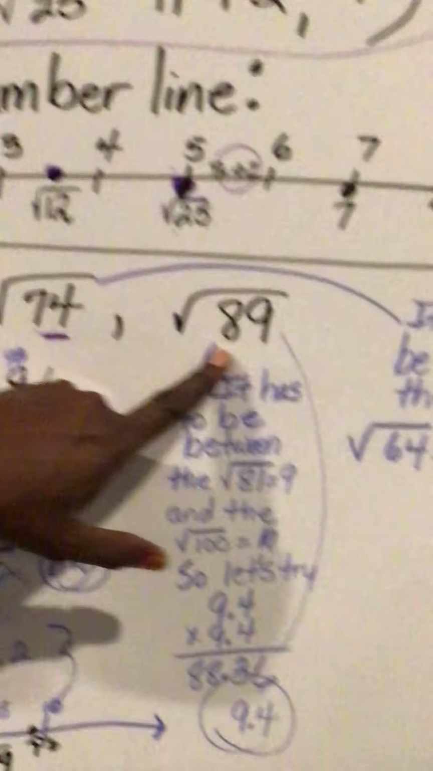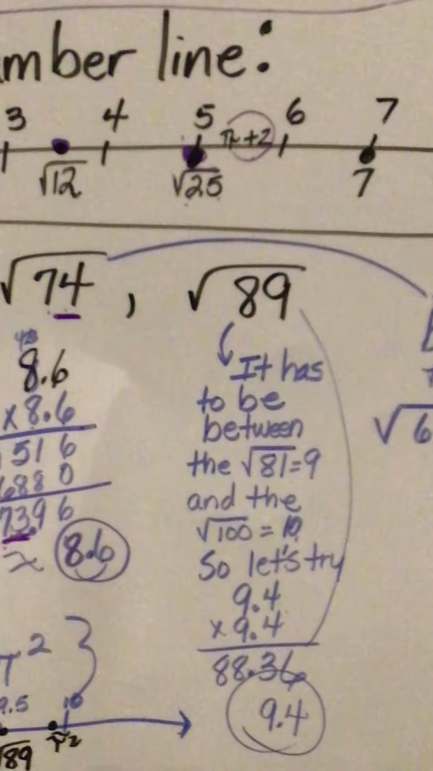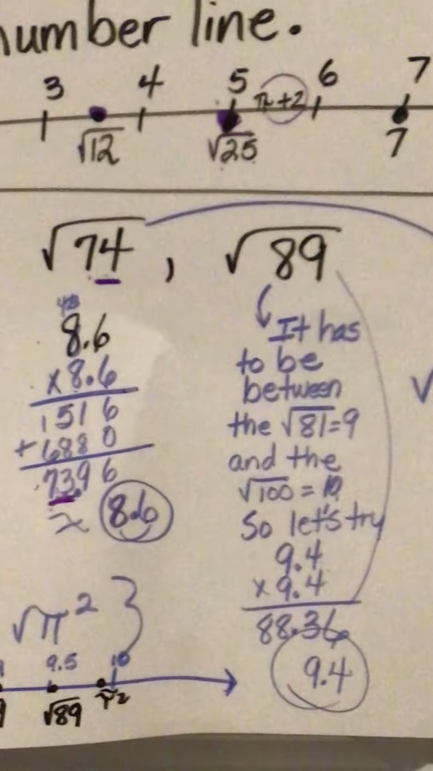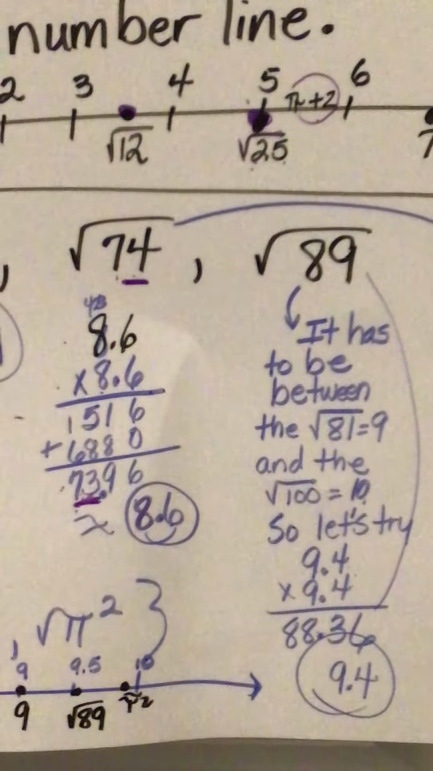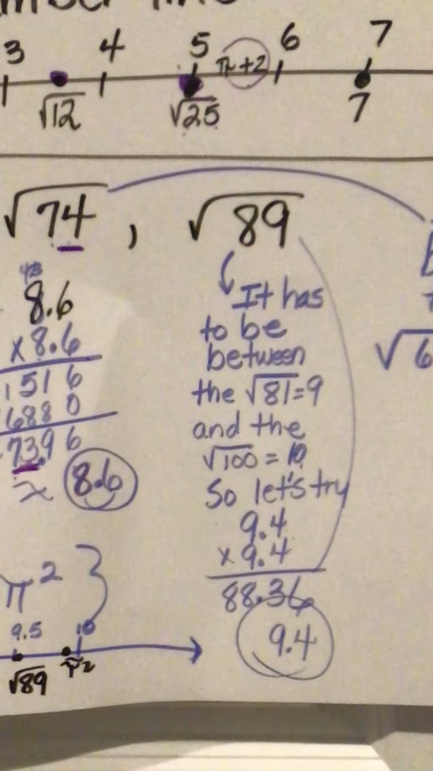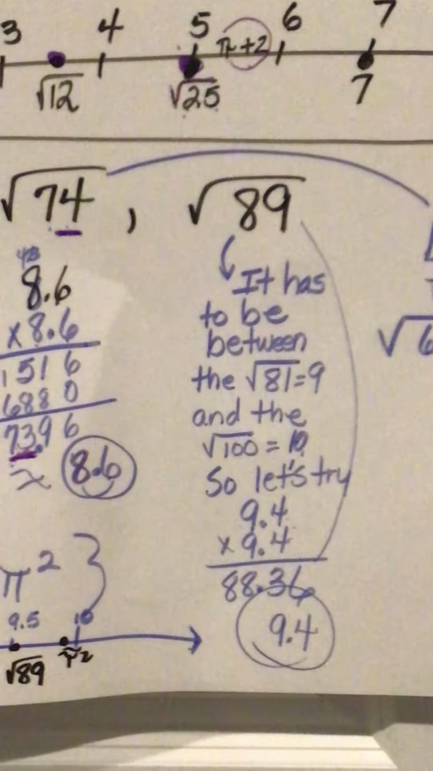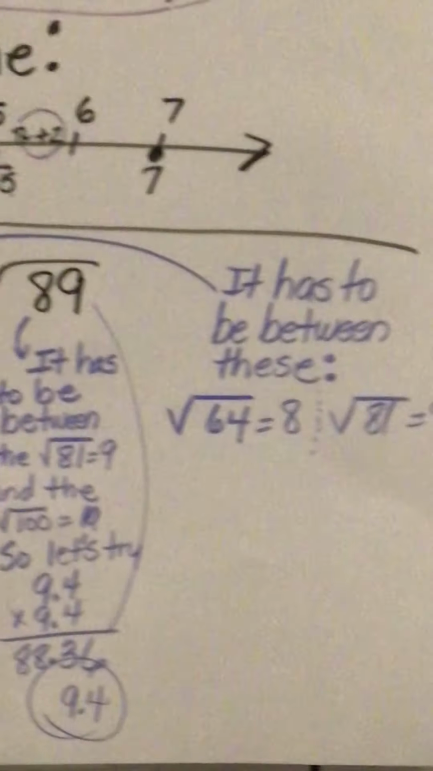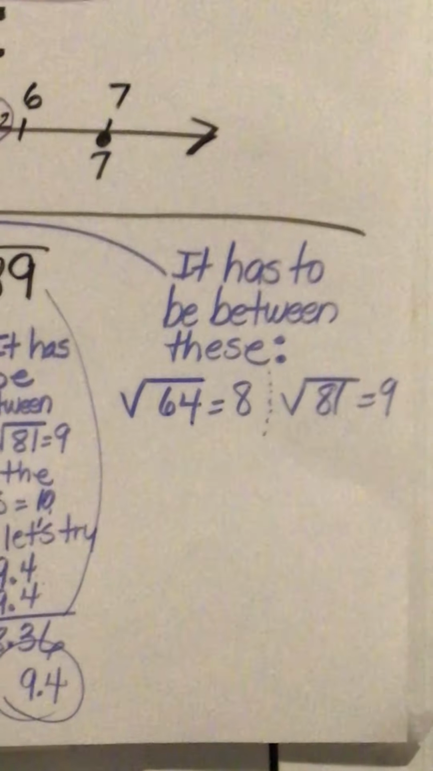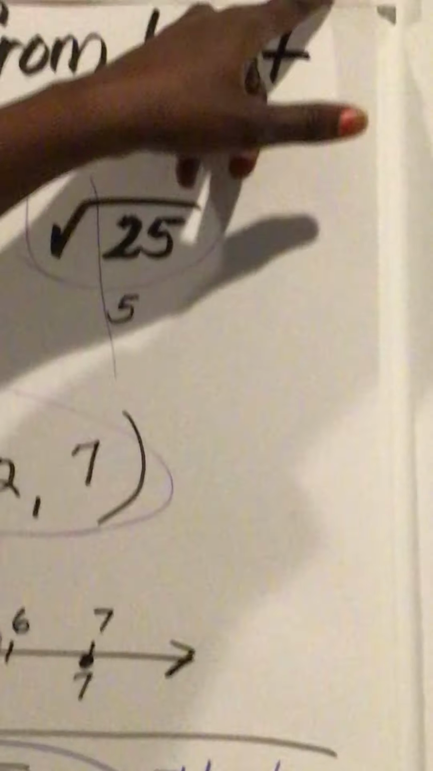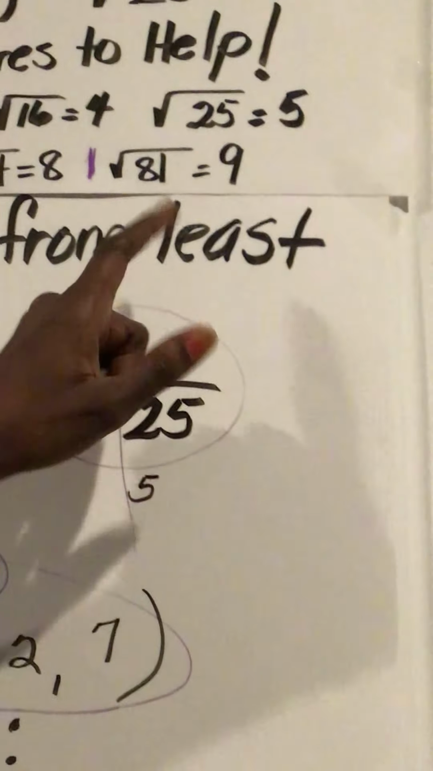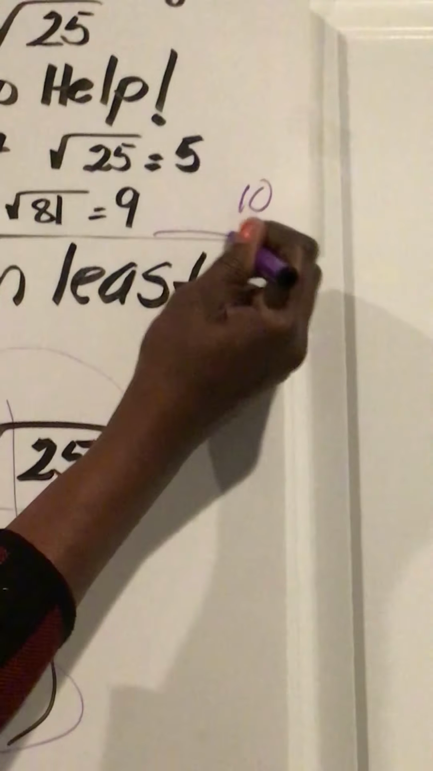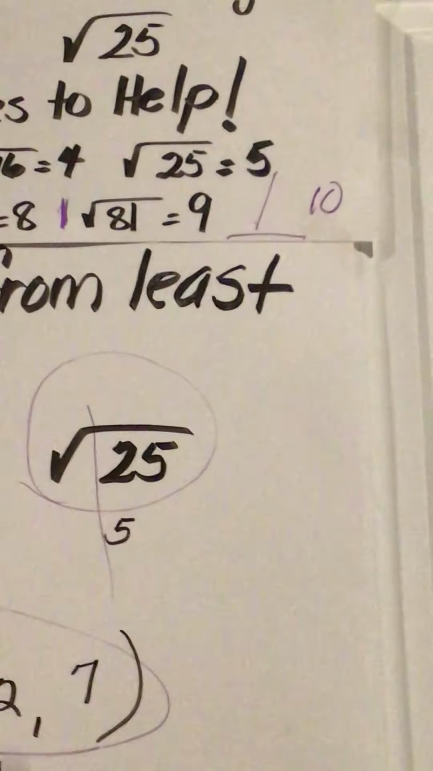Now, let's talk about the square root of 89. Where would that fall? Anybody got any ideas? Square root of 89 would fall between what? 8 and 9. Okay, 89 is probably going to be over here, right? 9 and 10. Oh, that's right. It would fall this way, going that way. So it's got to fall between 9 and 10.